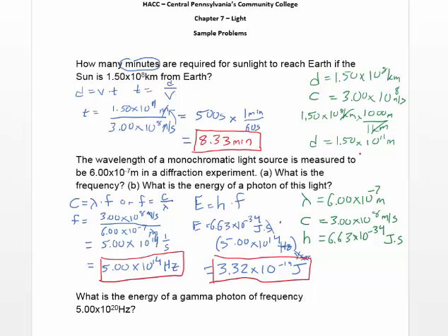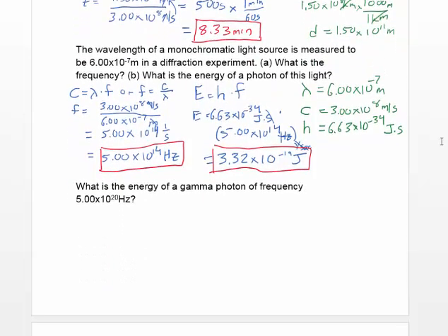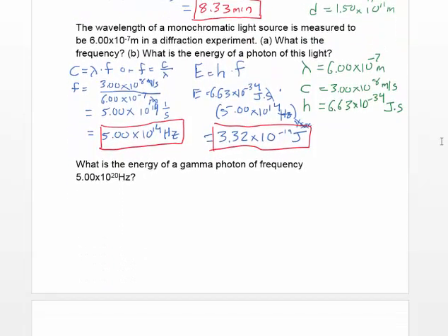Now for number 3, let's look at our third problem here. We're going to look at what the energy is of a gamma ray photon of frequency 5 times 10 to the 20th hertz. So again, we know the frequency in this case. Frequency is 5.00 times 10 to the 20th hertz.